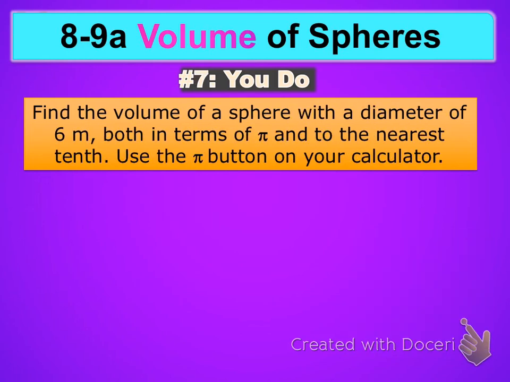And number 7 tells you to find the volume of a sphere with a diameter of 6 meters, both in terms of pi and to the nearest tenth, using the pi button on your calculator. So don't forget, you notice, it's a diameter of 6 meters. And remember, when we're finding volume, it's 4/3 pi radius cubed. When you get done with both number 6 and number 7, bring them up to me to have your notes checked and make sure you got the right answers. Good luck.